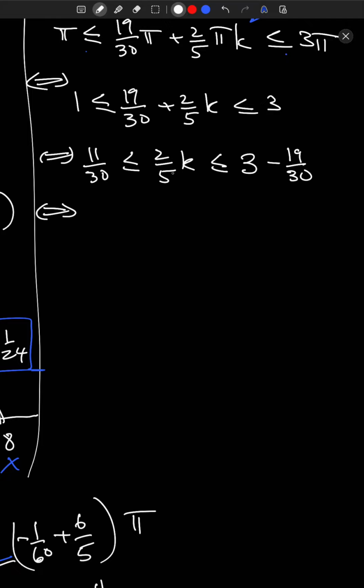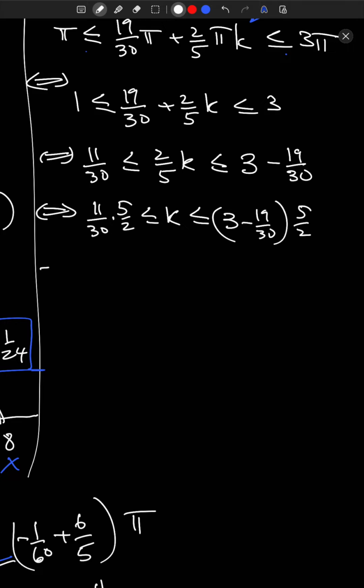All right. Okay, I multiply 2/5 on both sides. So this is 11 over 30 times 5 over 2, less than or equal to k, less than or equal to 3 minus 19 over 30, and then times 5 over 2. All right, let me simplify that. Left-hand side simplifies, I get some cancellations. This is 11 over 12, right? k, less than or equal to. And this right-hand side is 3 times 5 is 15 over 2, minus, and I'm going to get some cancellations again, 19 over 12. All right.